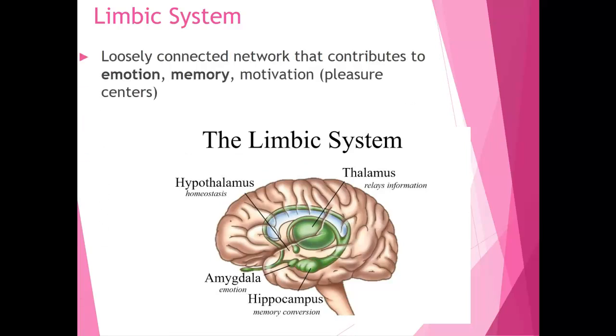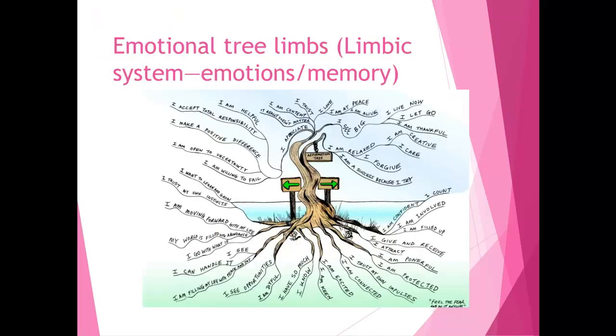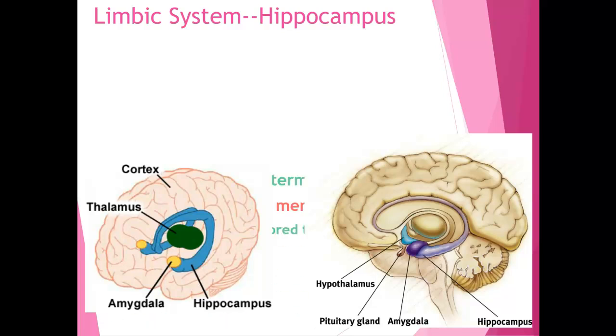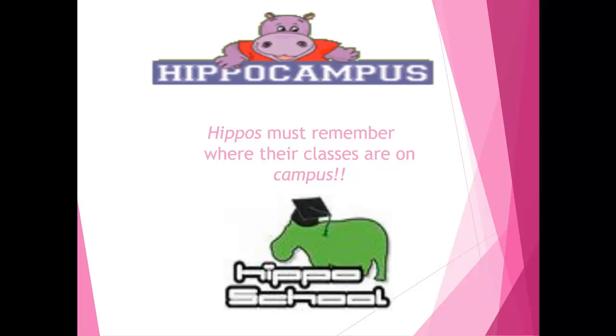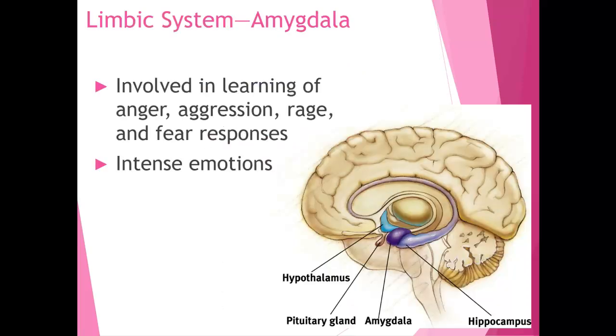The limbic system is multiple brain parts that are all related to emotions and memory. The emotional tree limbs, the limbic system is part of emotions. The hippocampus, we know, does long-term memory formation. It does not store the memories. It creates the memories, and then they're stored throughout the cortex. Hippos must remember where their classes are on campus.